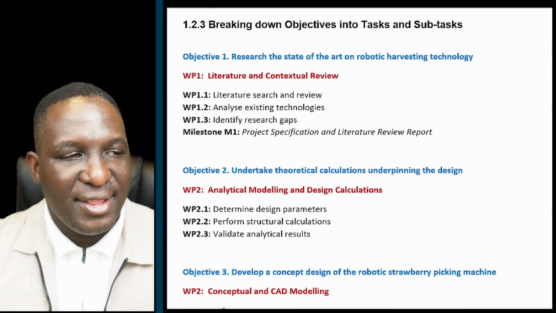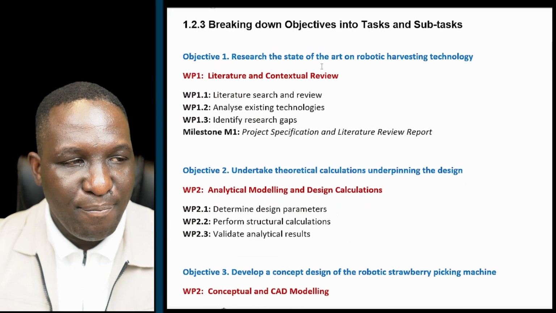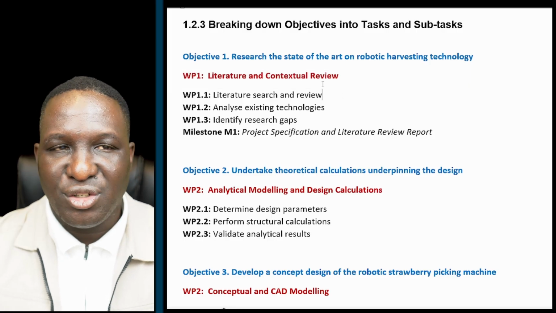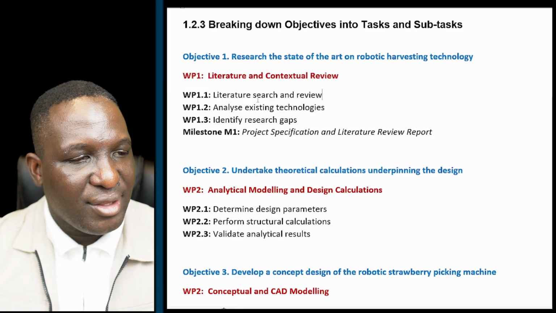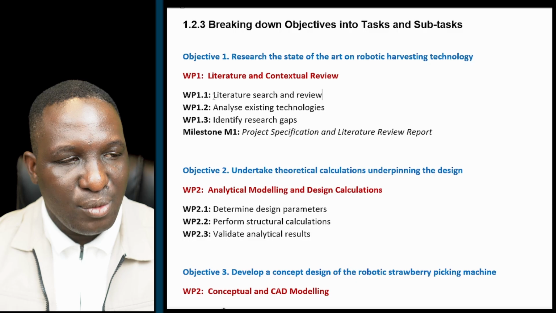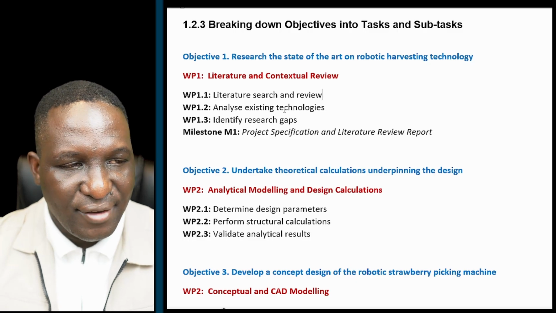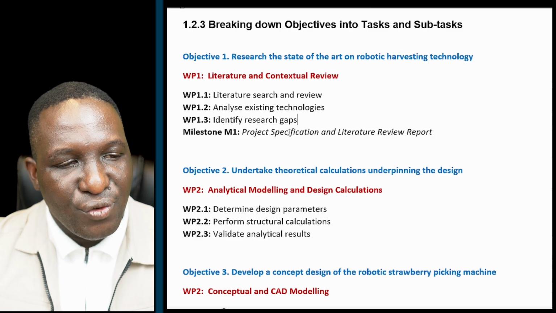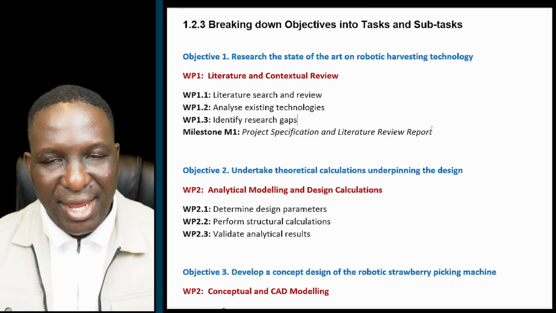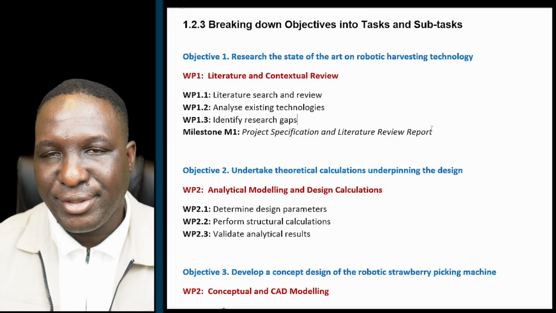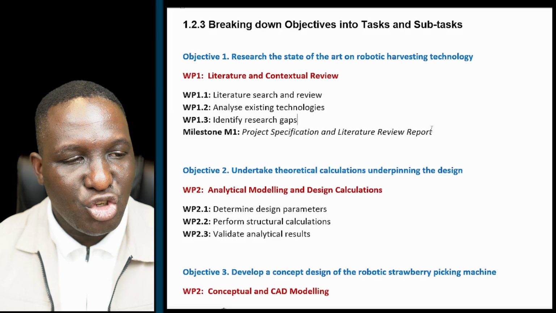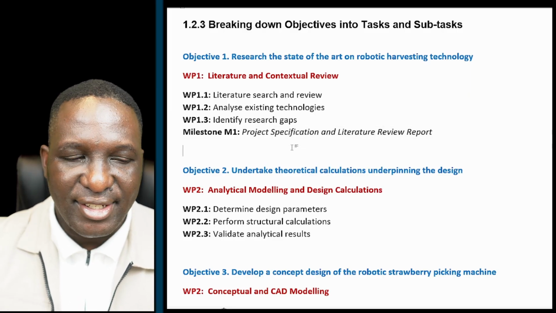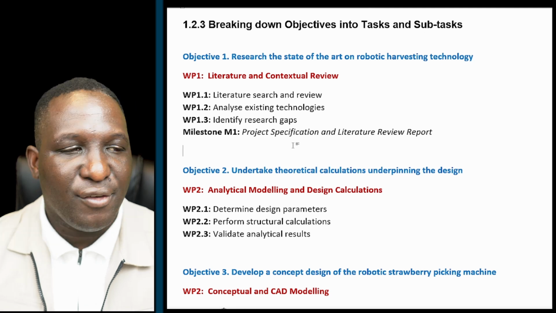So if you look at the first objective, which I've captured here, I'll make that my first work package, which is titled Literature and Contextual Review. And here we've got the literature search as work package subtask, analysis of existing technology, and then identifying the research gap. Then after that, you've got the main milestone, which will be a report that is due for submission for students in this, which someone within the organization is going to check. It could be a manager, it could be a supervisor, it could be a panel of examiners.